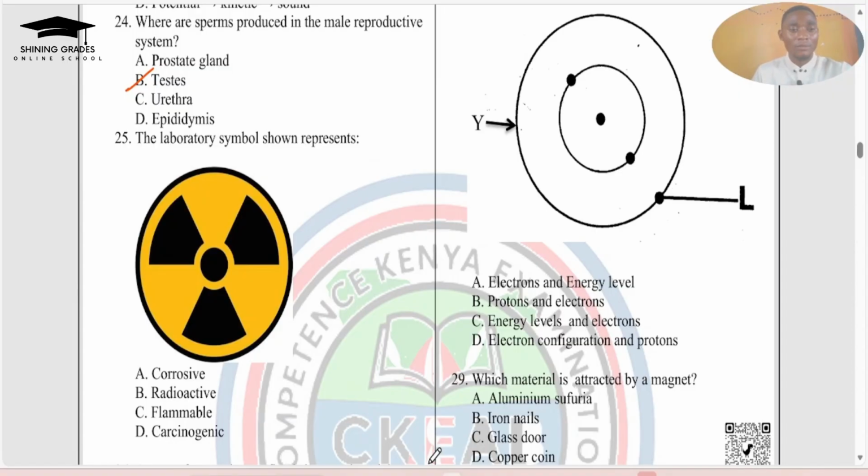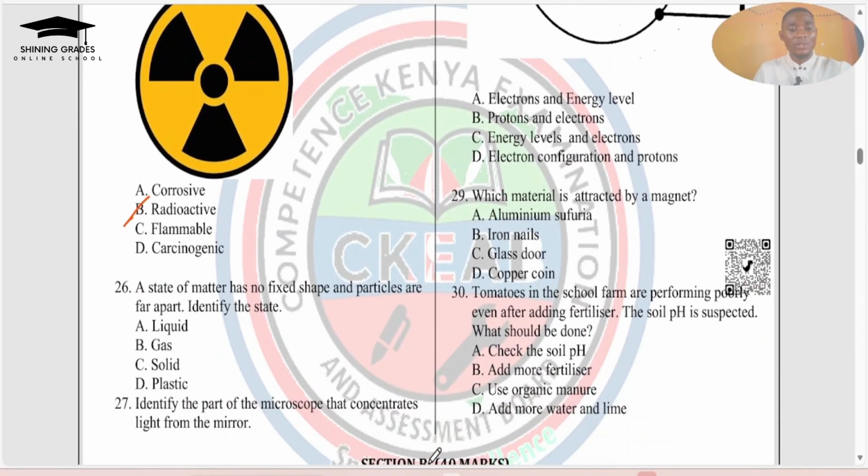Epididymis is for storage of sperms once they are produced by the testes. Question 25. The laboratory sample shown below represents, we have corrosive, radioactive, flammable, and carcinogenic. So this is a radioactive sample, represents radioactive substances.